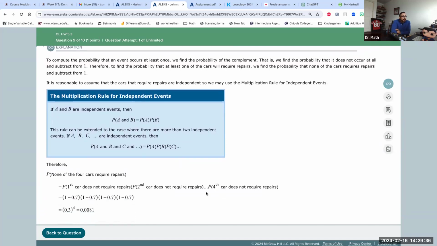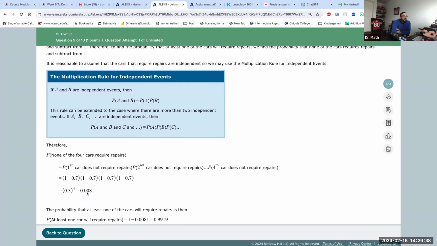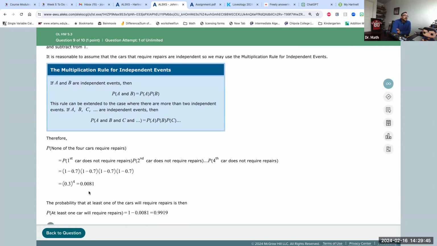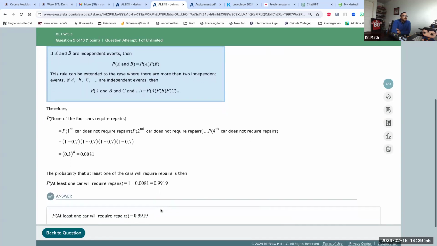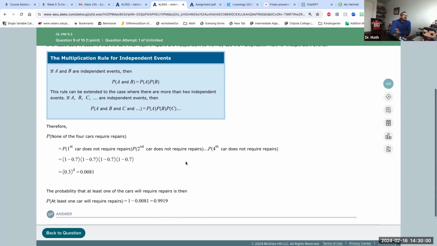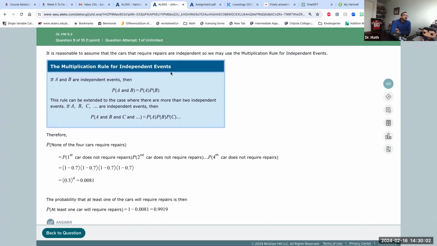And that's not your final answer, because this is just the probability that none of the 4 cars will need repairs. Because the question was at least one, we do 1 minus this probability. That's what they do down here. So 1 minus that probability, boom. There's a 99% chance that at least one of those cars is going to need a repair. Again, we used this idea of independence, because just because one car needed a repair is not going to influence the chance of the next car needing a repair.